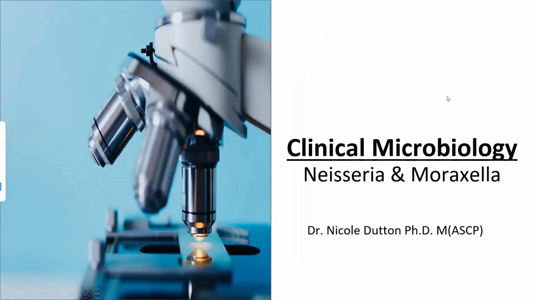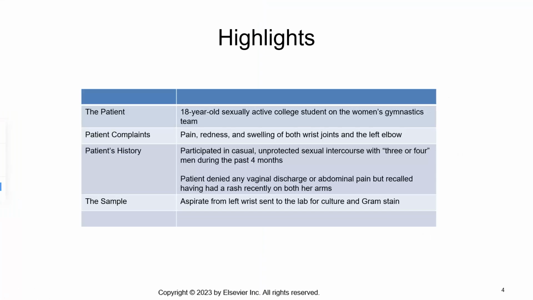Neisseria and Moraxella. So, patient: 18-year-old sexually active college student on a women's gymnastics team. Pain, redness, and swelling of both wrist joints and the left elbow.